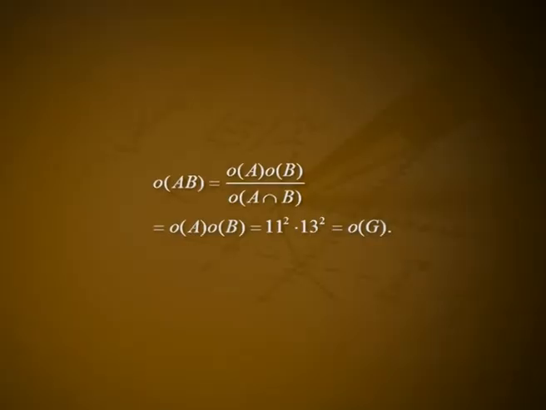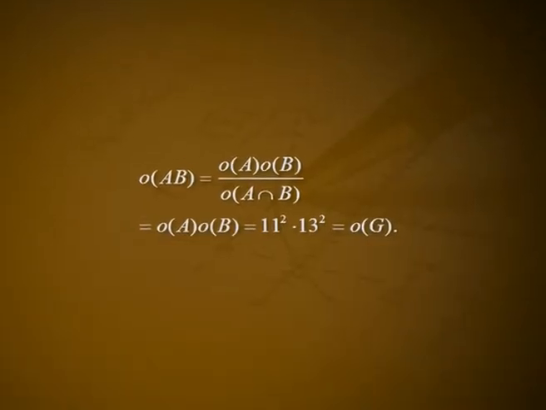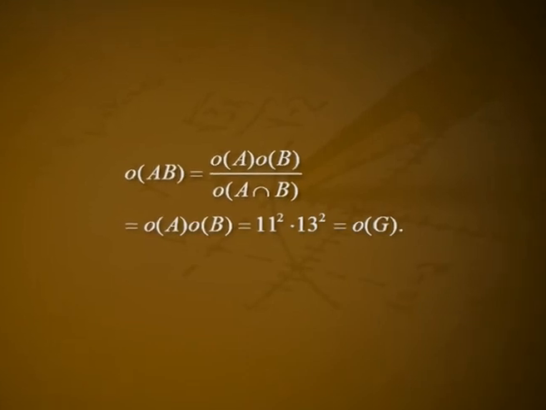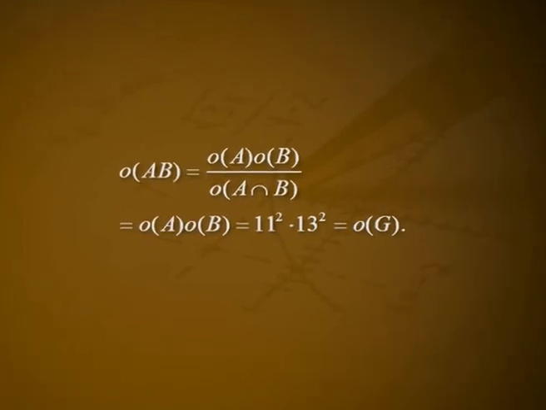We now know that G has a normal subgroup A of order 11 square and a normal subgroup B of order 13 square. We know that any group of order p square is abelian, hence A and B are both abelian. Since A intersection B is equal to the trivial group E, we have order of AB is equal to order of A times order of B by order of A intersection B, that is equal to 11 square times 13 square, that is equal to order of G. Thus, AB is a subgroup of G having order of G. So, AB is equal to G.